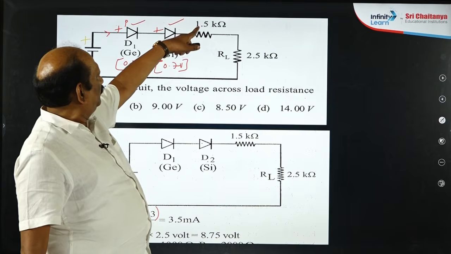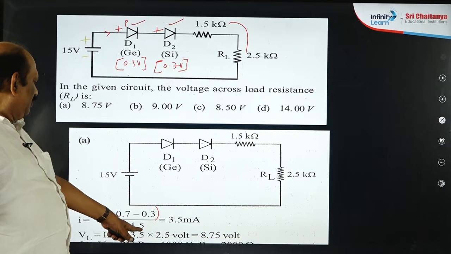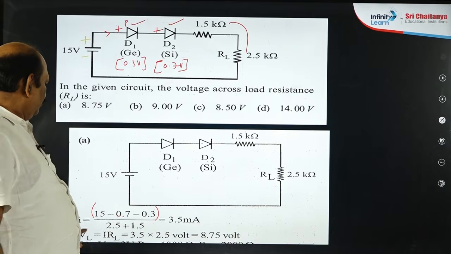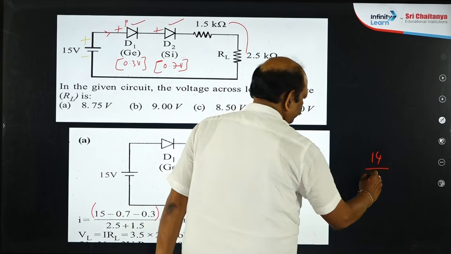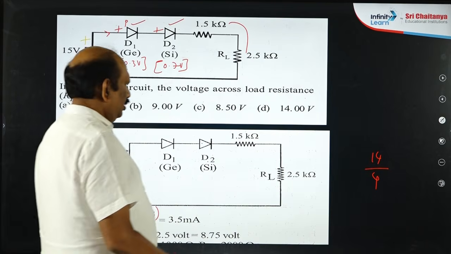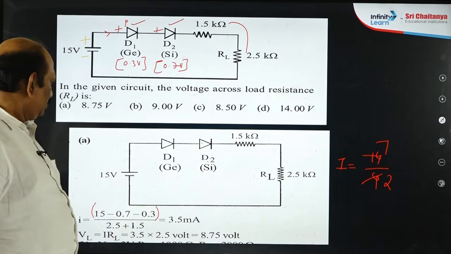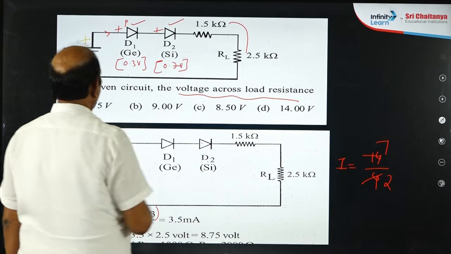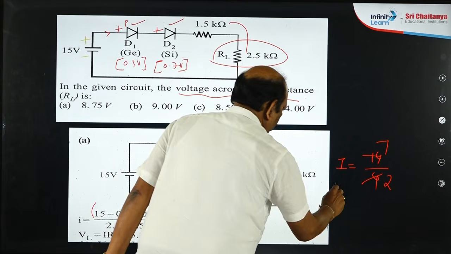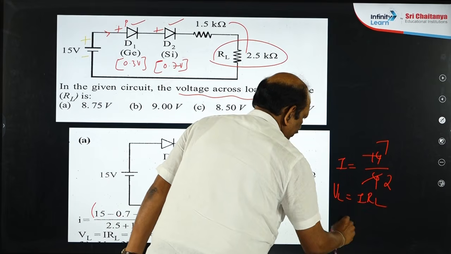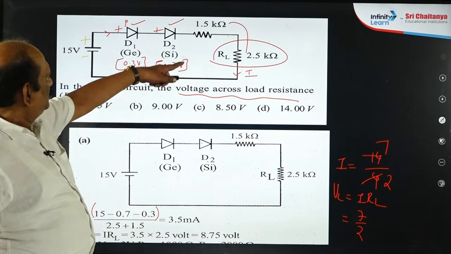And the total resistance, 1.5 and 2.5 in series. These two are in series. So you will get 2.5 plus 1.5, 4. So 15 minus 1, 14, by 2.5 plus 1.5, 4. Now, this is 7 times, this is 2 times. This is current. But the question is asking voltage across load resistance. So, voltage across load resistor is current into load resistor, current 7 by 2, into load resistor 2.5 kilo.